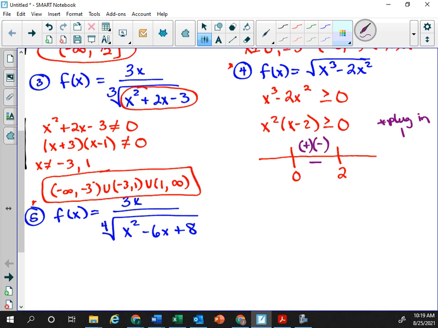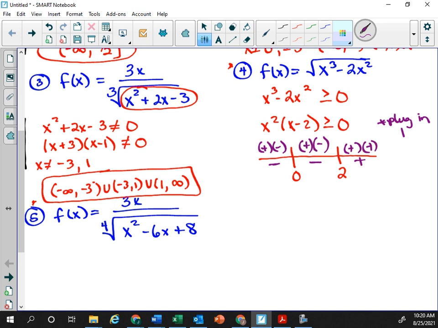So if I plug a negative 1 in, I'm just picking something over here. You can pick negative 72 if you wanted to, but negative 1 because it's easy. What's negative 1 squared? Okay, positive, right? And what about negative 1 minus 2? Okay, so I have a positive times a negative again. So that region is negative. What if I plug a 3 in? What's 3 squared? Okay, so positive. What about 3 minus 2? Positive. Positive times positive is positive. Okay?